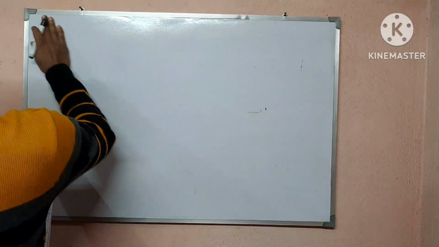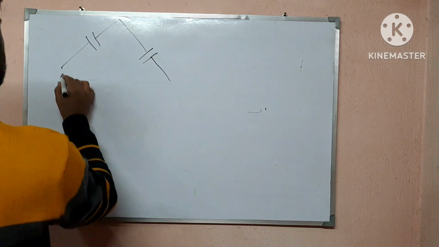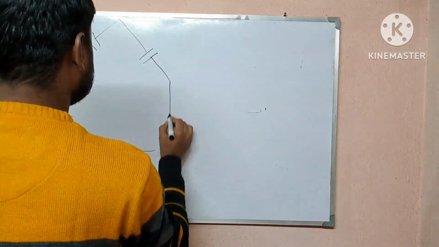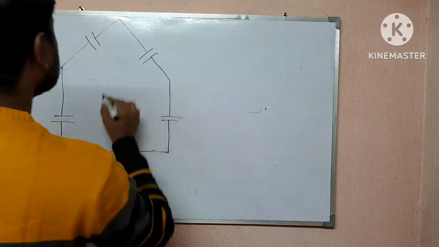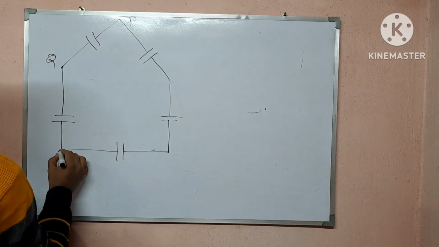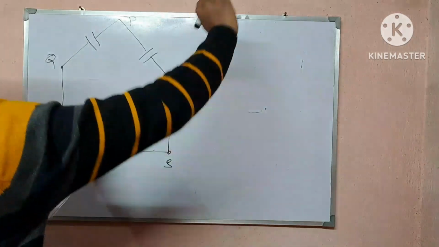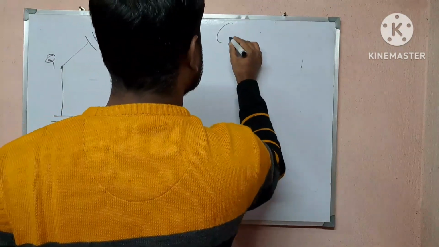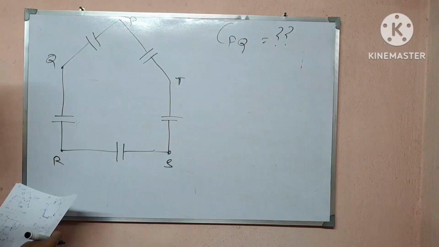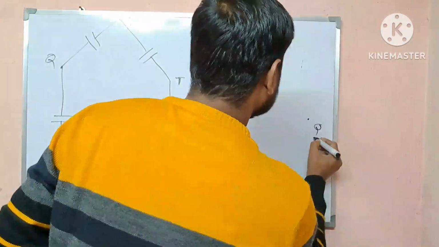Now the second one is very simple. It's a pentagon shape. What will we do? This point is P, this one is Q, this one is R, this one is S, this one is T. And the first question is, find the equivalent capacitance between the points P and Q. So how will we calculate? As I told, you have to take these 2 points P and Q.